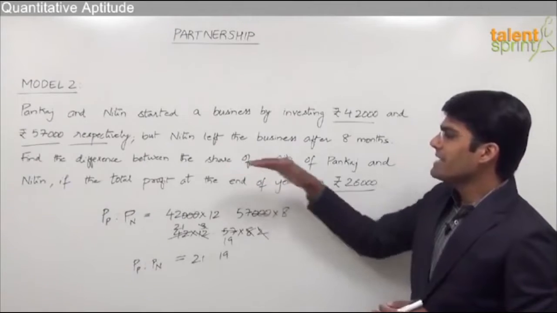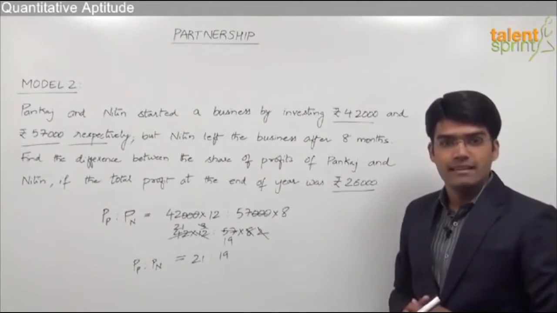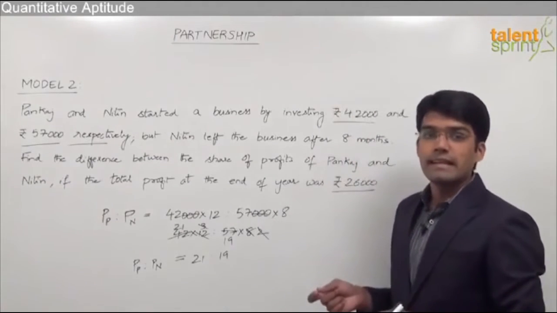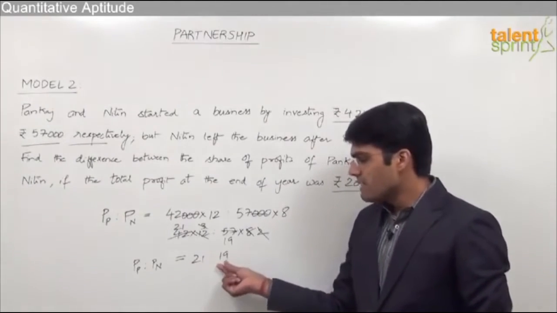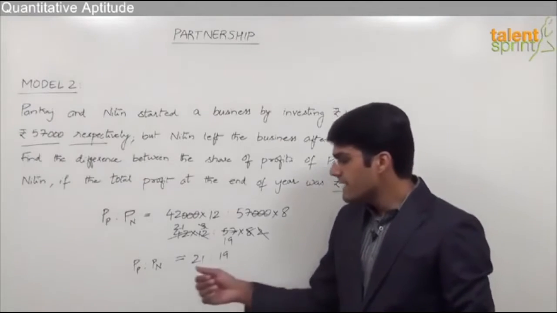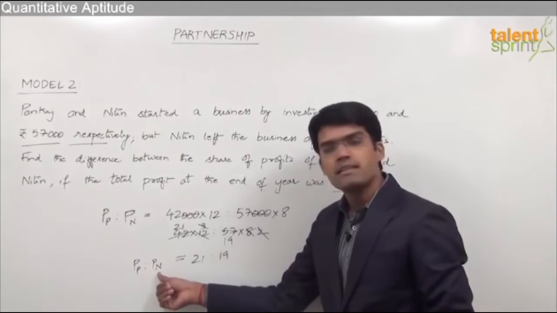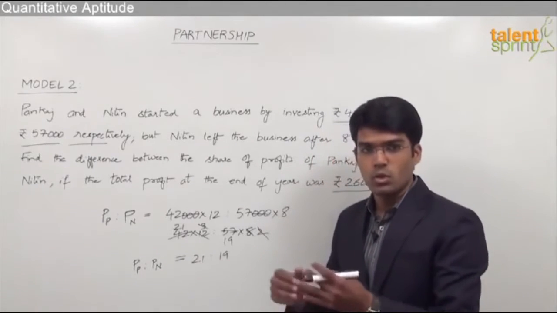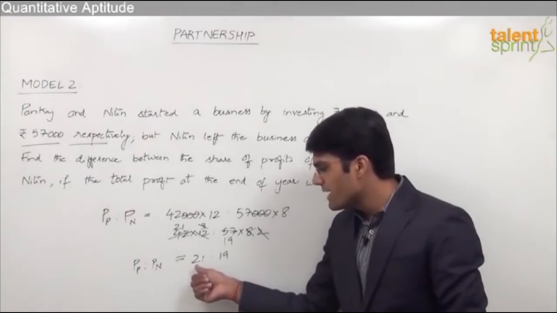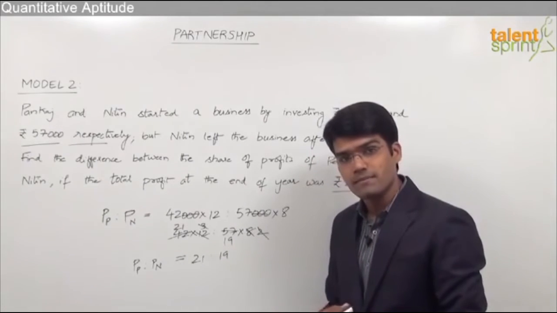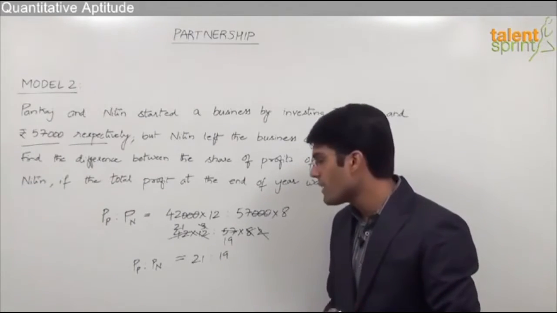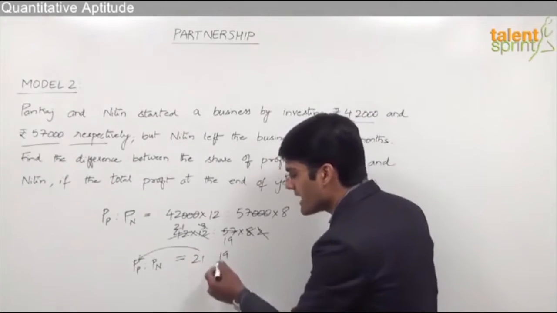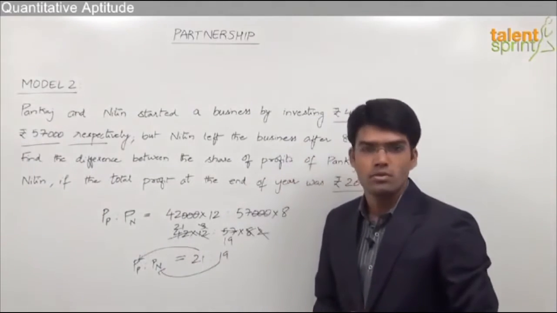To find out the difference between the share of profits of Pankaj and Nitin, we need not calculate their individual profits. Instead, we can directly get the answer by taking the difference from the ratio. As we can see here, the ratio in which Pankaj and Nitin share the profit is 21 is to 19. That means, if the total profit is divided into 21 plus 19, 40 parts, out of those 40 parts, 21 parts will belong to Pankaj and the remaining 19 parts will belong to Nitin.